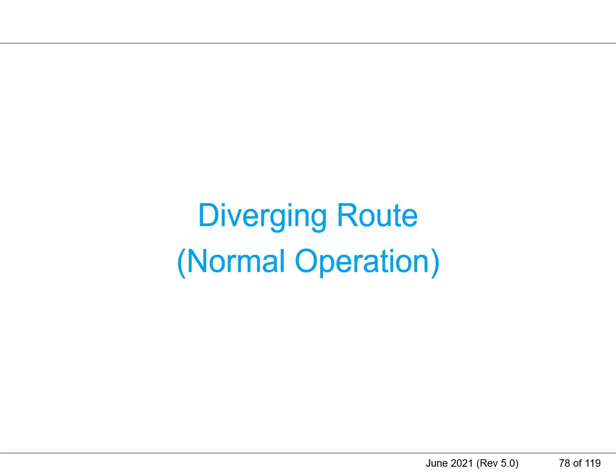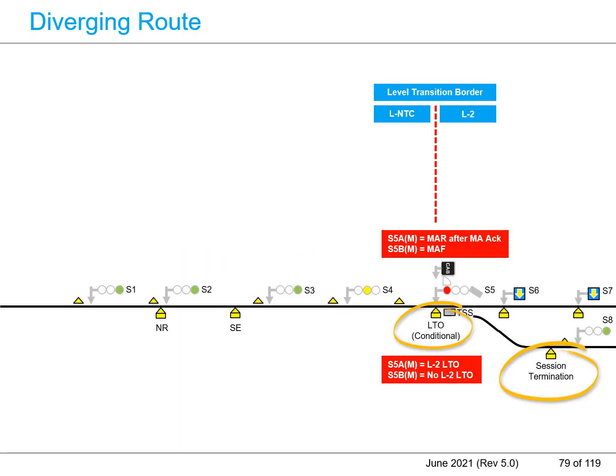Next section will walk through the scenario when the train diverts away from the level NTC to level 2 transition location. The LTO location in this example is on the approach side of a diverging junction. The level transition order is conditional.